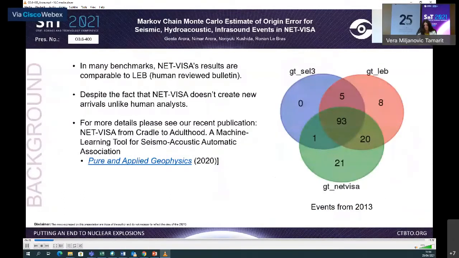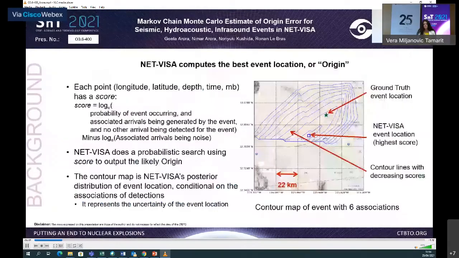NetVisa has shown promising results comparable to the human-reviewed bulletin LEB, despite the fact that NetVisa doesn't create new arrivals unlike human analysts. In this figure, you can see that NetVisa had the highest overlap with the ground truth for these events from 2013. NetVisa performs a heuristic search-based inference to compute the best event location, also called the origin.